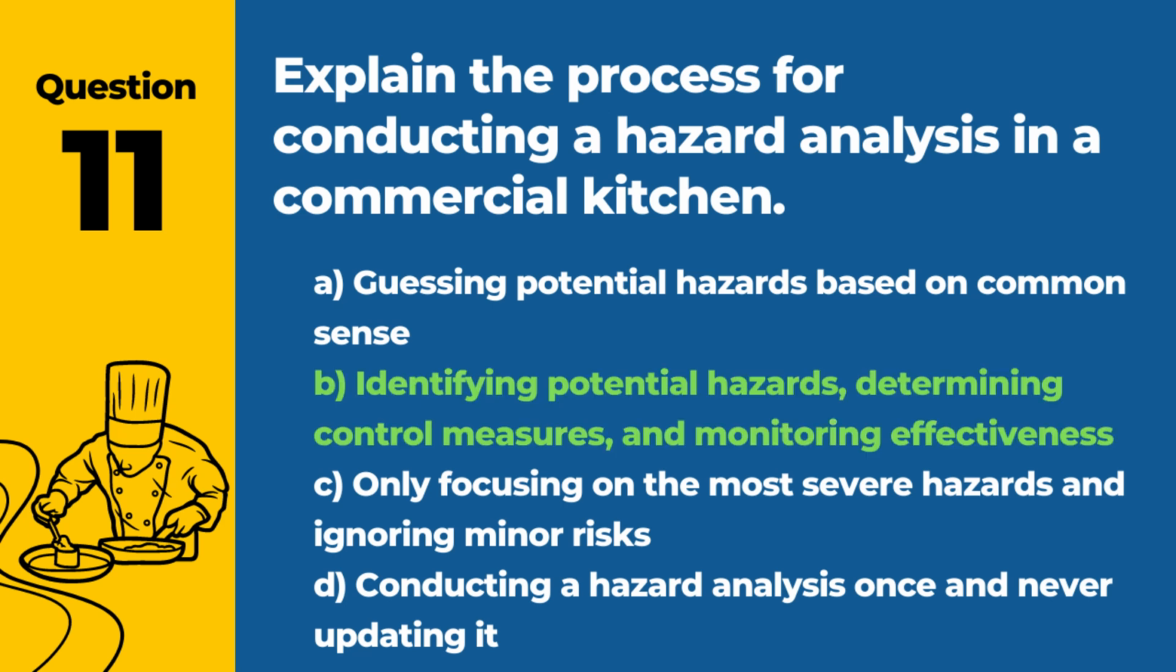Answer: B. Identifying potential hazards, determining control measures, and monitoring effectiveness. Conducting a hazard analysis involves systematically identifying potential hazards in the kitchen, establishing measures to control these hazards, and regularly monitoring the effectiveness of these controls.